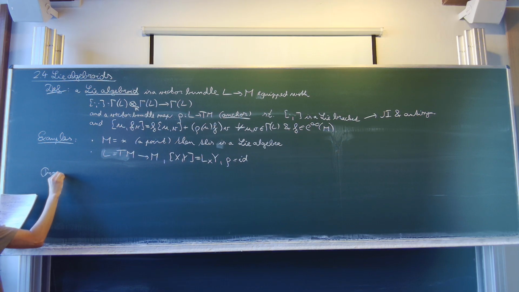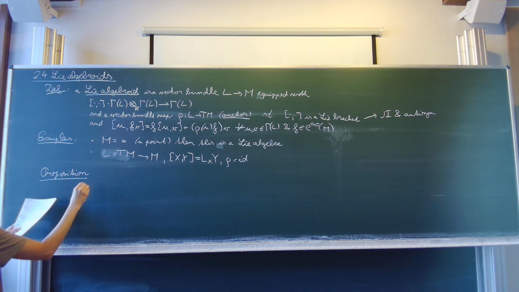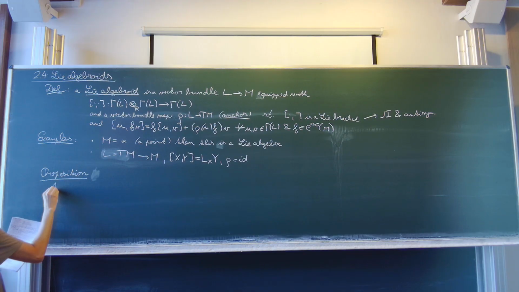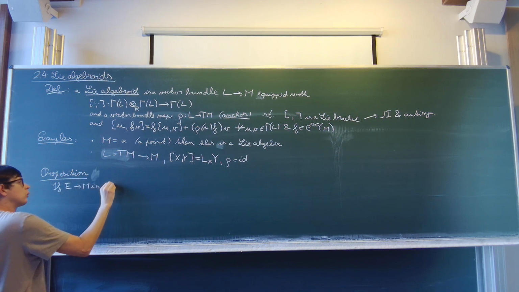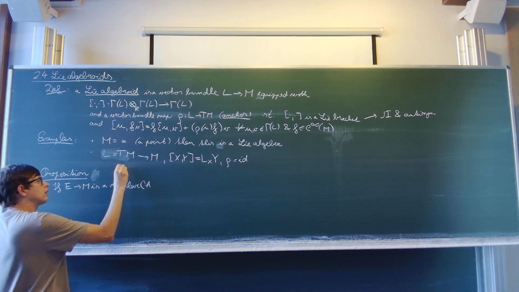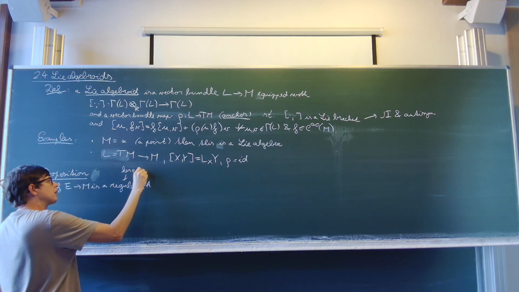So, proposition. This is a simpler case. Let's say E over M is a regular Courant algebroid. Remember, this meant that the kernel of the anchor, as a vector bundle map, has constant rank.